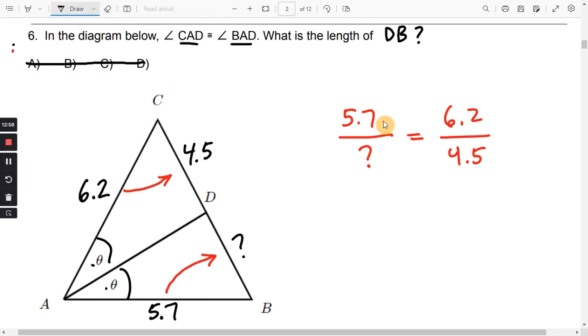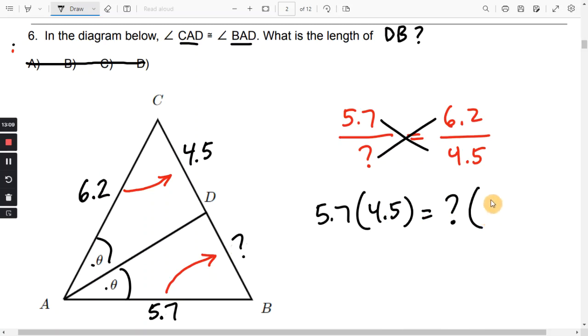Cross multiply. Top times bottom is going to be 5.7 times 4.5. Bottom times top is going to be question mark times 6.2. Solving for question mark, same as solving for x. In fact, you can call it x if you want. The opposite of times 6.2 is divided by 6.2. You do that to both sides, and it cancels here.